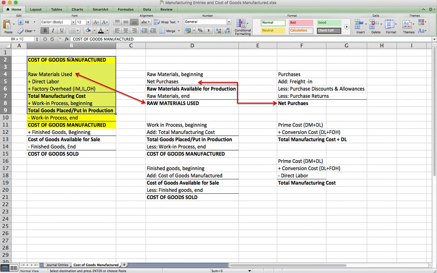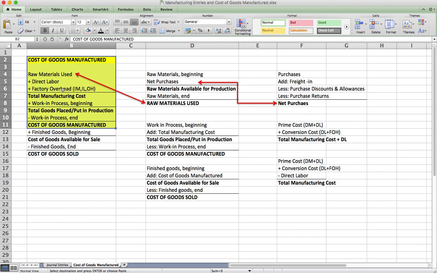Para pag nalilito kayo, tandaan niyo lang, ano nga ulit ang formula to get the cost of goods manufactured? Ito lang yan. Raw materials used, direct labor, factory overhead, work in process beginning, work in process end. Kaya, kung ano yung mga accounts na nandito, yun yung tatanggalin natin, i-debit and i-credit natin sa cost of goods manufactured entry. O, pag nakita mo dito, raw materials beginning, and then net purchases, these are the purchases, freight in, and then the purchase discounts, purchase returns, and then raw materials end. And then, ano pa? Factory overhead.